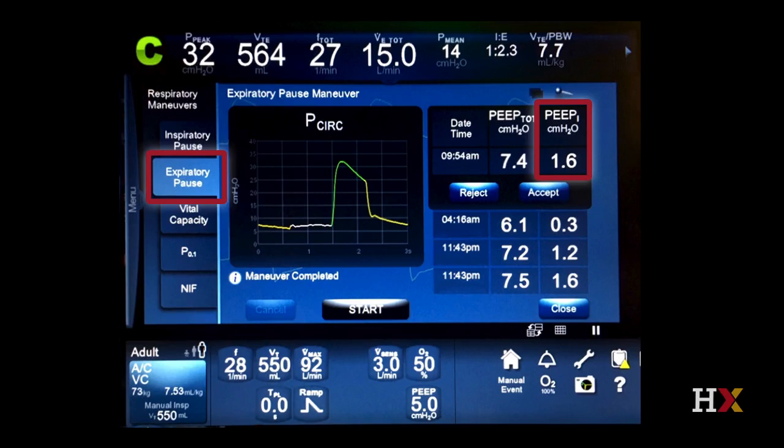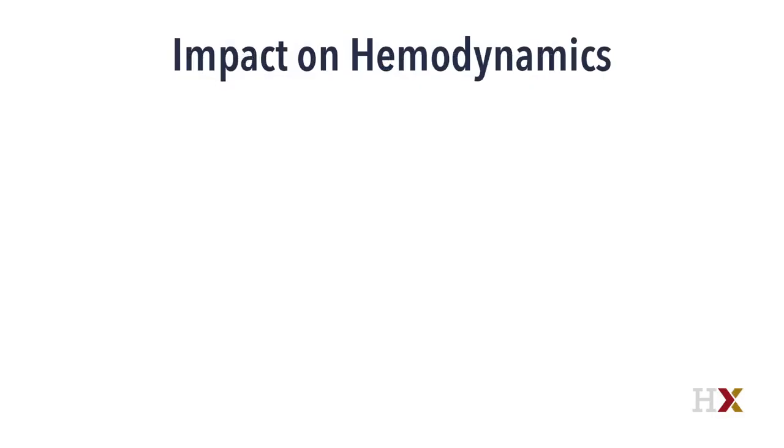In this example, the patient has an intrinsic PEEP, also known as auto-PEEP, measured at 1.6. This means that the pressure that's left behind in the system after the patient is exhaling is 1.6 centimeters of water. So this is a small number. We don't usually worry until that pressure starts to get over 5, and certainly we worry when it gets over 10. The last thing to consider is the effect that positive pressure ventilation has on hemodynamics.